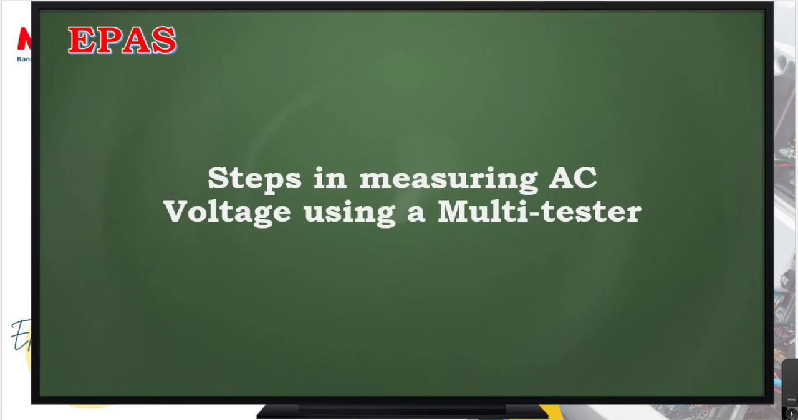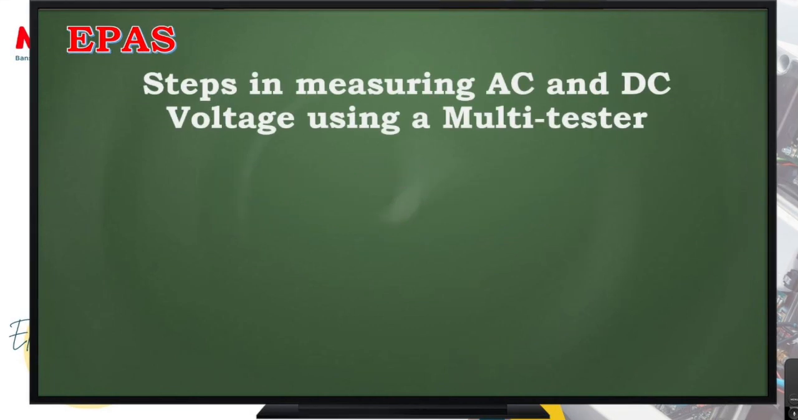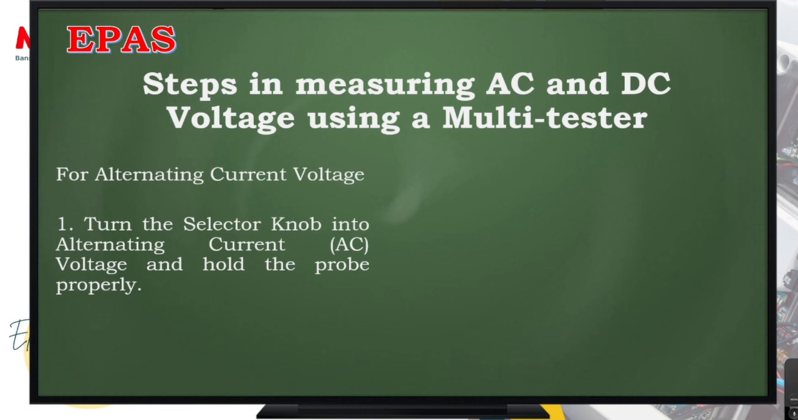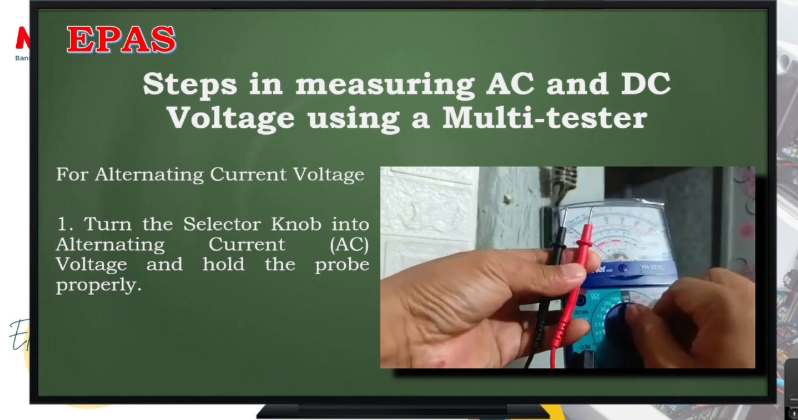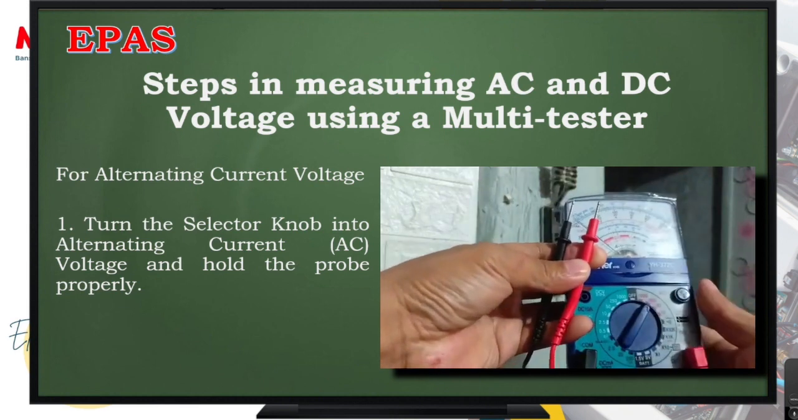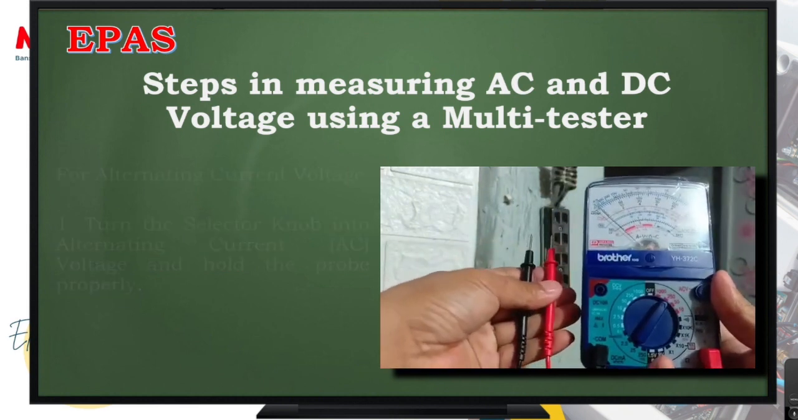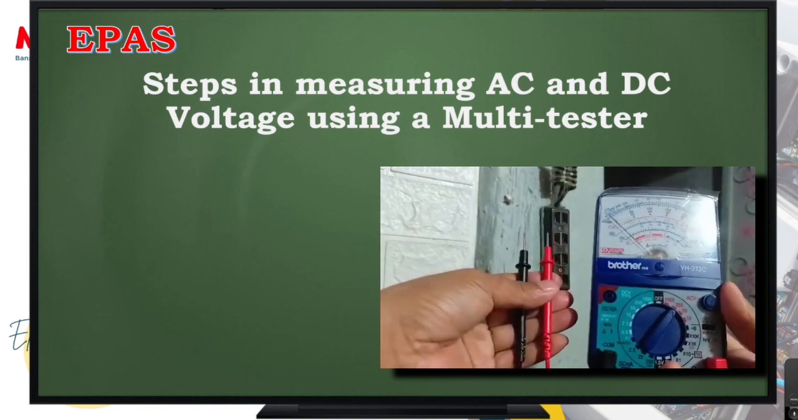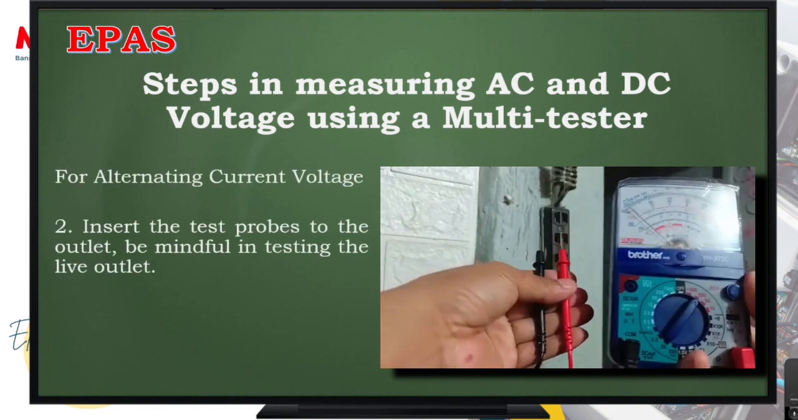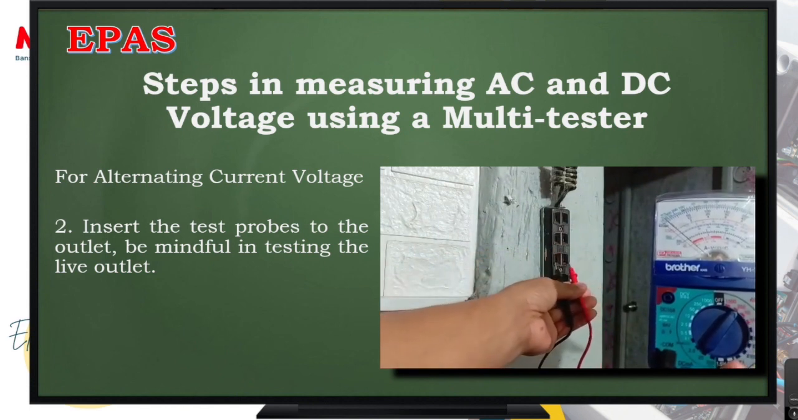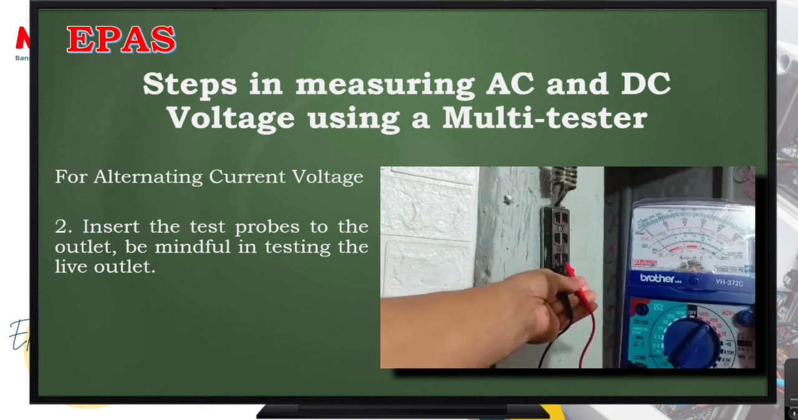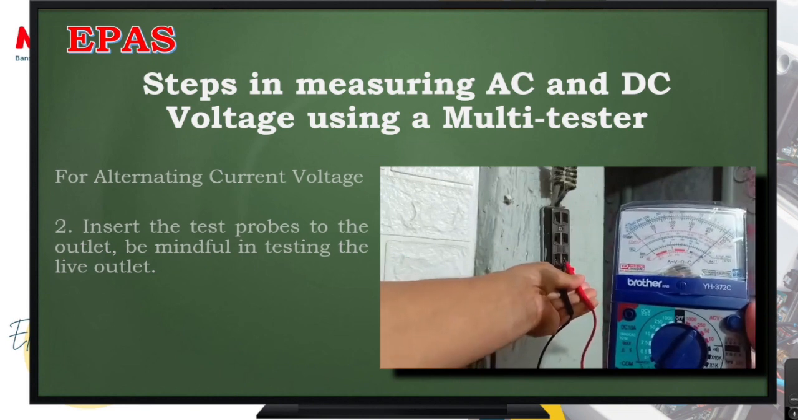Now that you have already learned the basic parts, we will use the multitester to measure AC voltage. First, turn the selector knob to AC voltage and hold the probe properly. In testing AC voltage, it doesn't matter if the probes are interchanged. Insert the test probes in the convenient outlet. Be mindful in testing a live outlet.